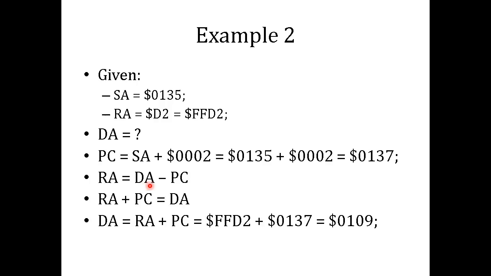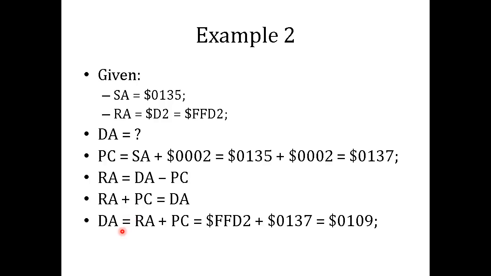To isolate the destination address, I'll be adding PC both sides. So the PC will get cancelled at the right side, right? If you add PC to both sides, you will have PC at the left side. So basically, that means the destination address equals the relative address plus PC, right? It's the same formula. I just tweaked it a little bit.